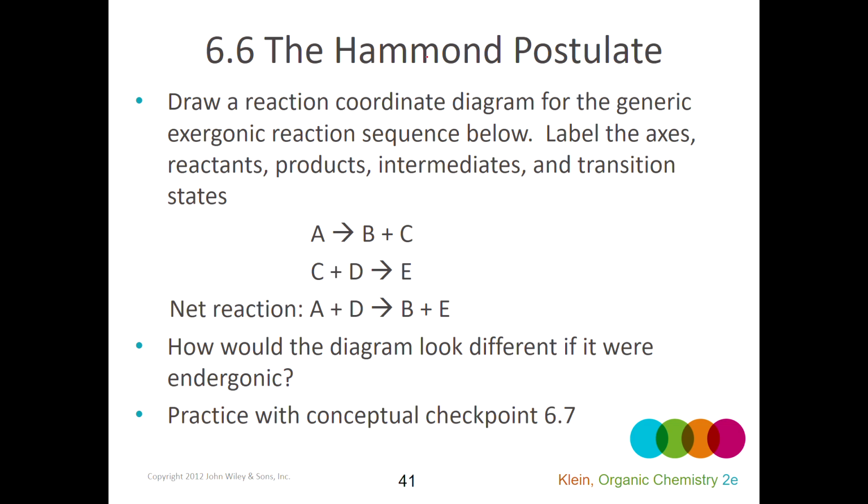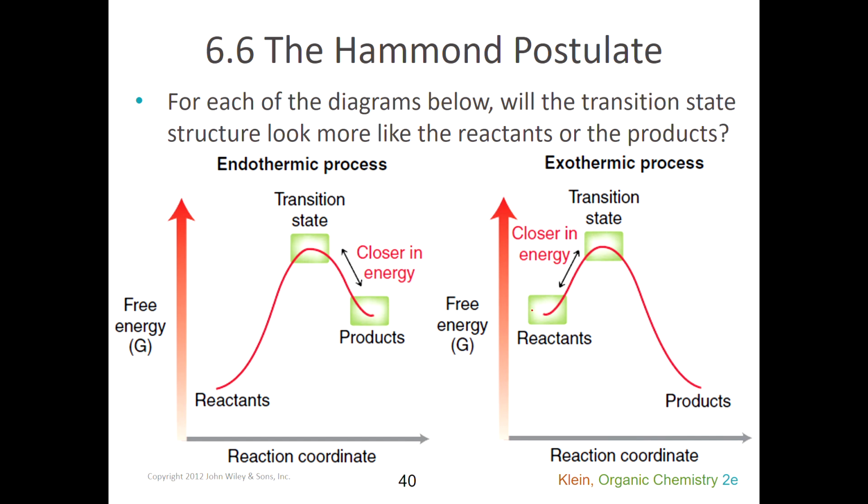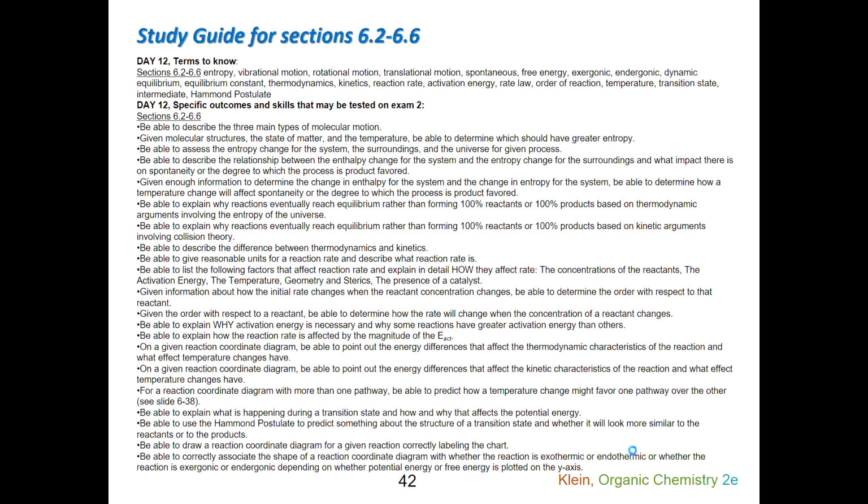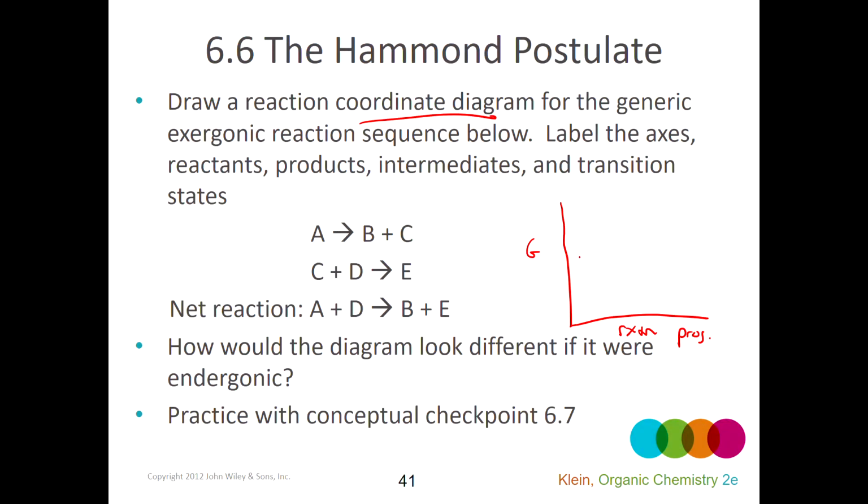Let's talk about a reaction coordinate diagram. So a reaction coordinate diagram is one where I'm plotting the free energy versus the reaction progress. So it's just like these types of diagrams. I've got free energy on the y-axis, reaction progress or reaction coordinate on the x-axis. And I always have the reactants on the left and the products on the right. We're thinking about the reaction in the forward direction.